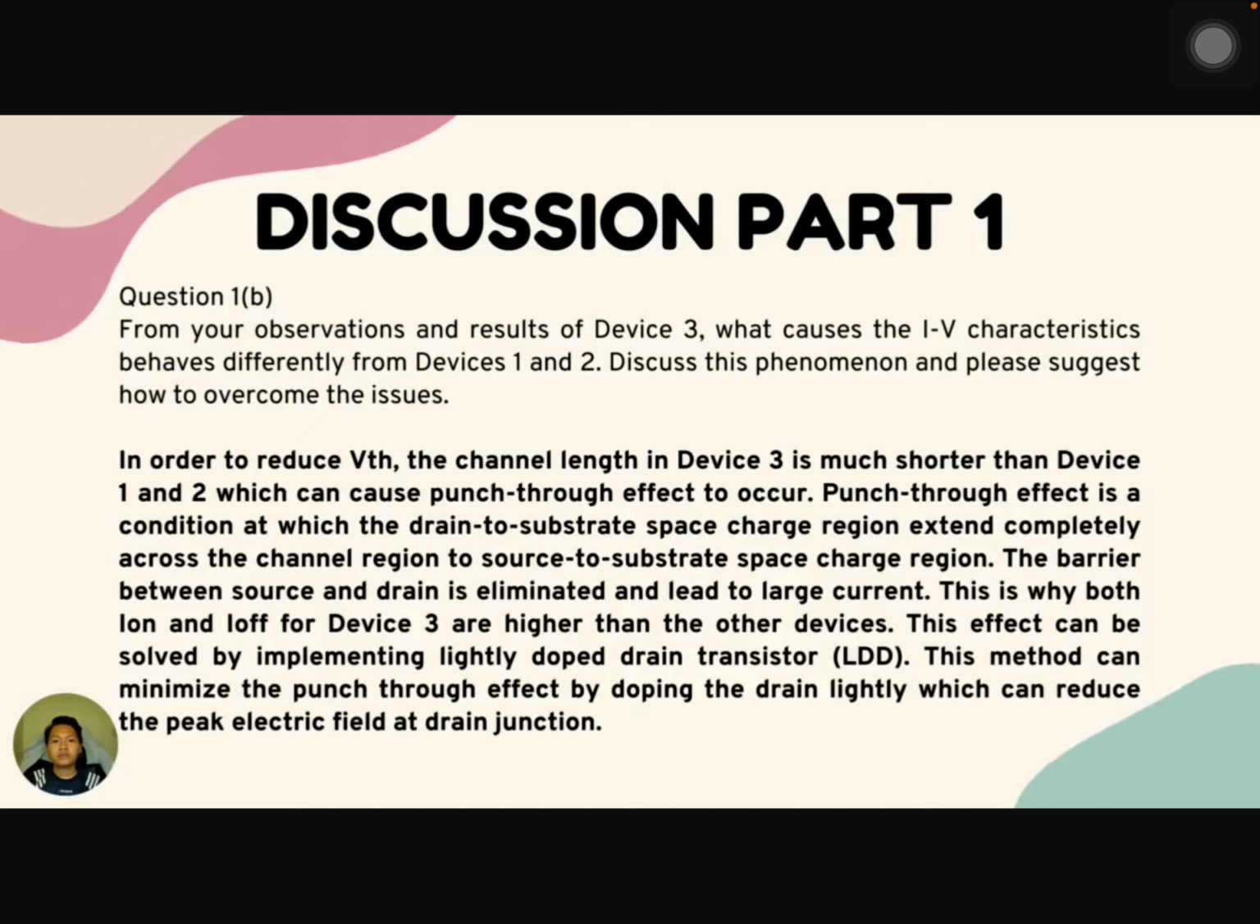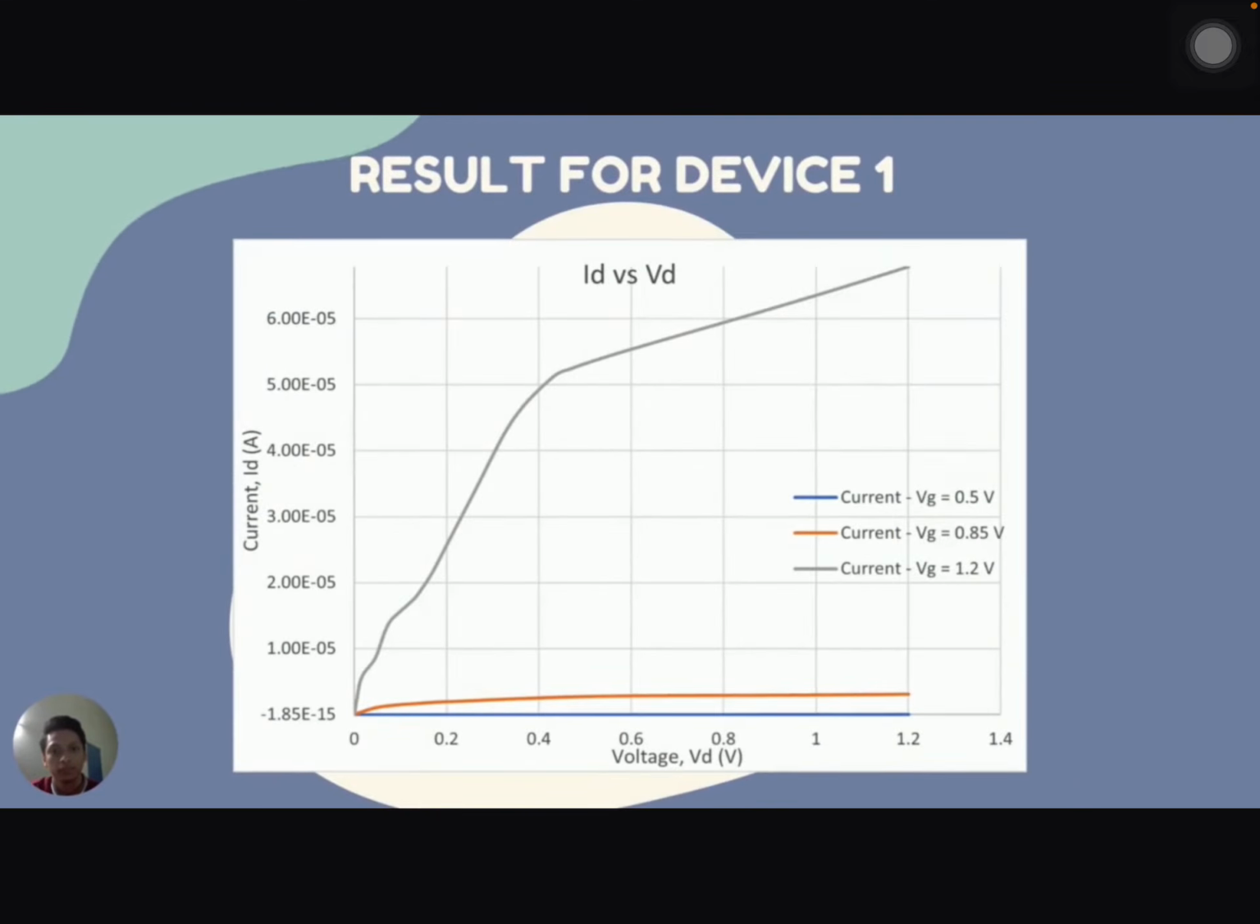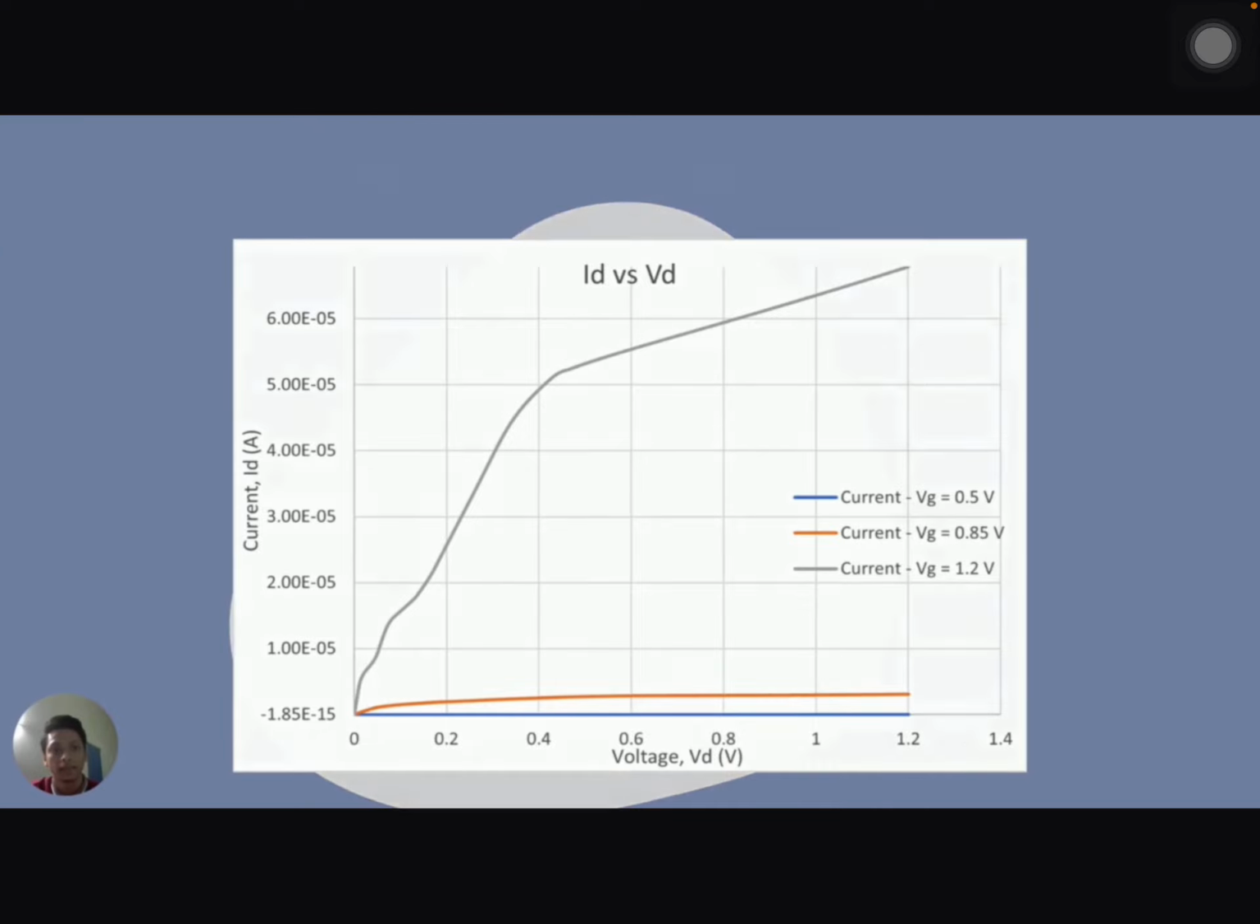Device characteristics: the gate electrode for device 1 is tungsten, device 2 is aluminium, and device 3 is molybdenum. Result for device 1, as you can see, the ID versus VD graph: when we apply higher VG, we produce higher ID current, and when we apply lower VG, it will produce lower ID current.